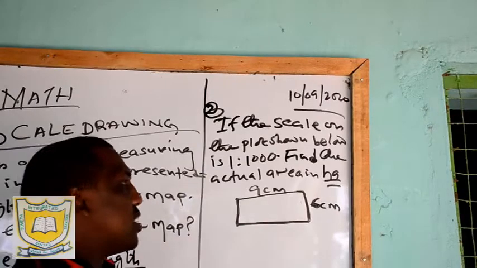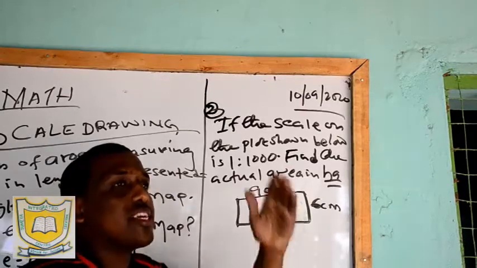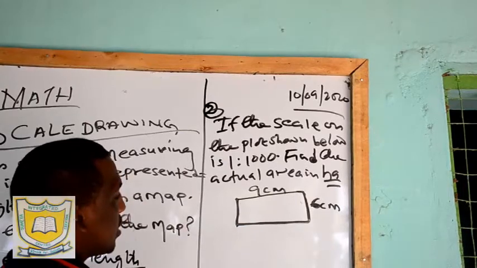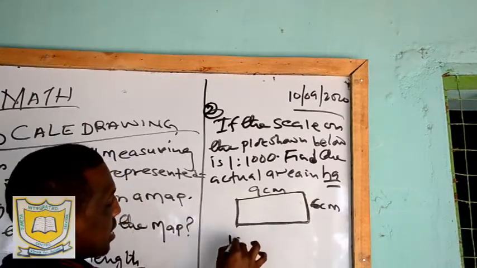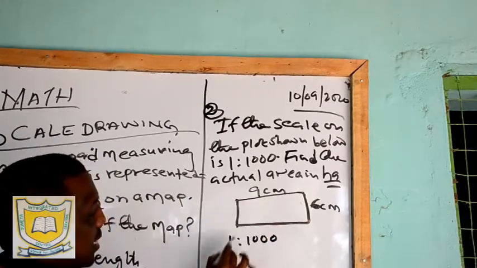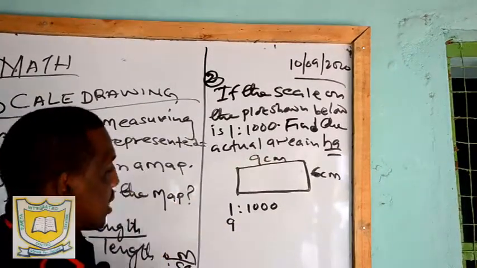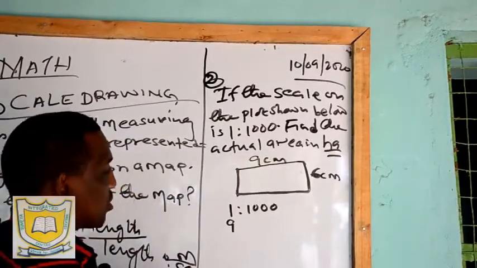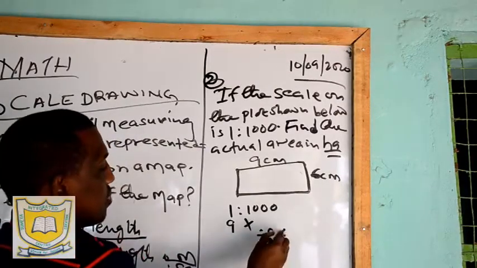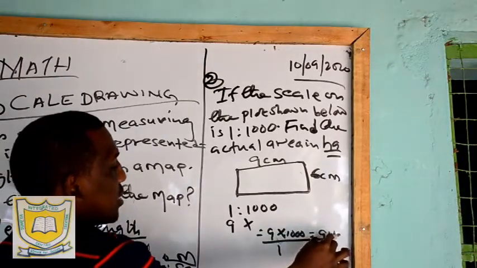In an easy way, before we change into hectares, we first change the centimeters into meters, then into hectares. You are told 1 centimeter represents 1000. That is the scale. What about 9 centimeters? You first get the length. Cross multiply: 9 times 1000 over 1, which is equal to 9,000 centimeters.